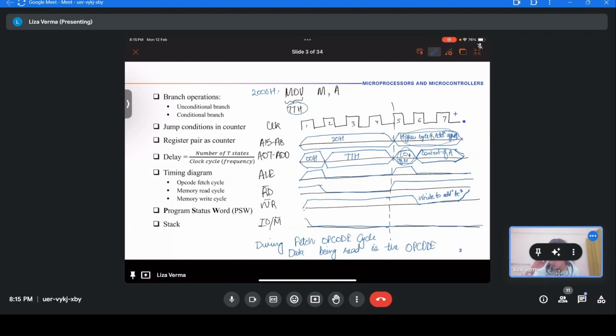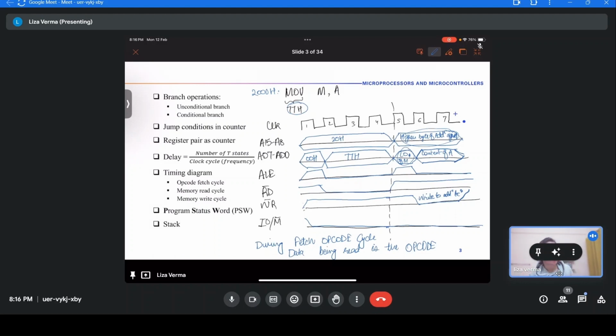Anyone else? Okay, so I think the timing diagram is fine. In any case you don't understand, you can ask in the course forum.